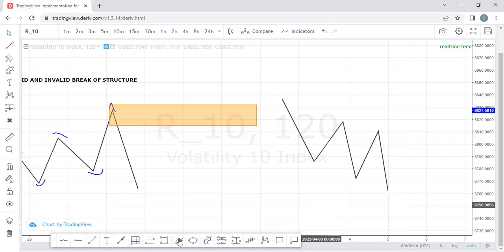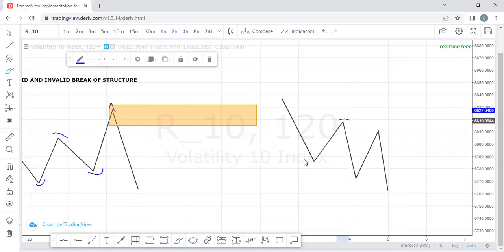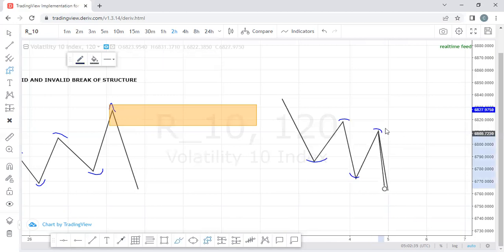So for you to have a BOS, first of all you can label what you have here. You can see that you have a lower high, a lower low, a lower high, and then a lower low. So it is the structure of the market. For this market to break structure, you want to obviously see the market take out this obvious lower high, creating a new high, and then once the market taps, it changes character.